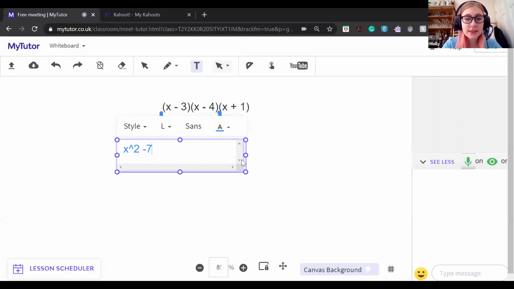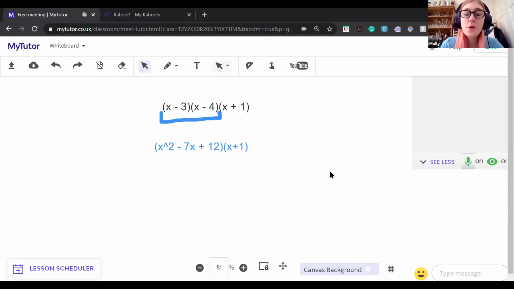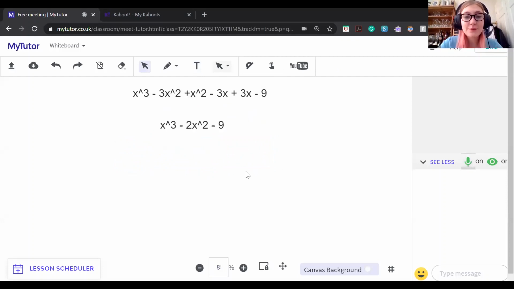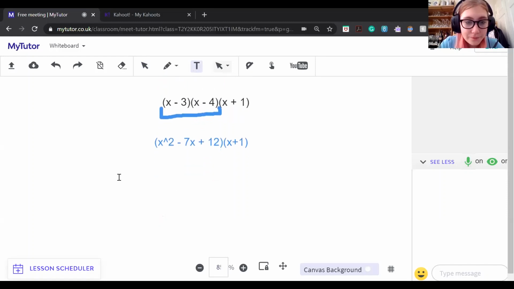3x, so that's minus 7x, and then you get a plus 12. Let me know if I did that too quickly. So then we have this as the first 2, and then that x plus 1 on the end. And now we've got something like before, that's why I did this question before, because now it's exactly in this format. So now we can go ahead and expand these one by one.